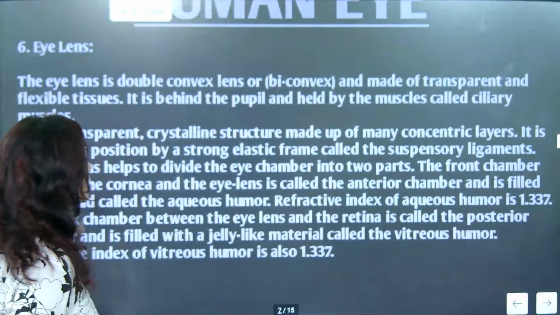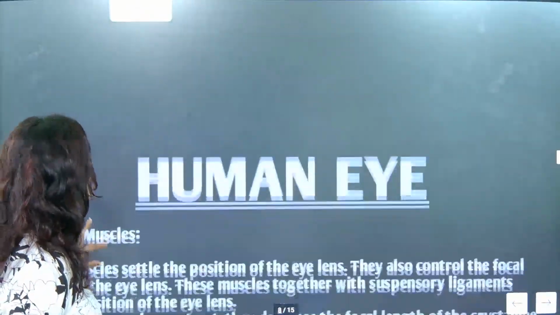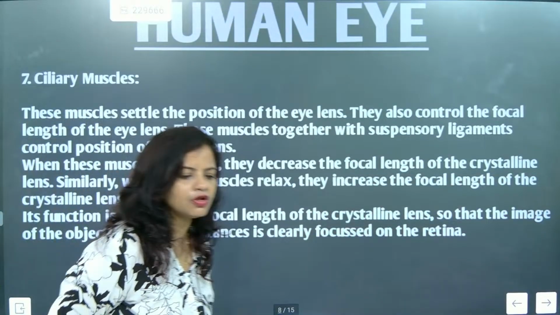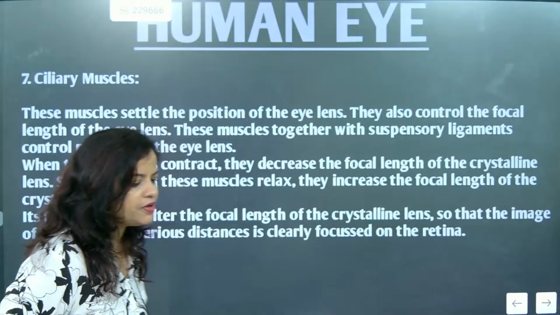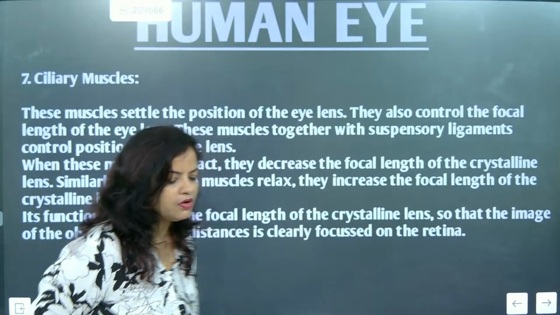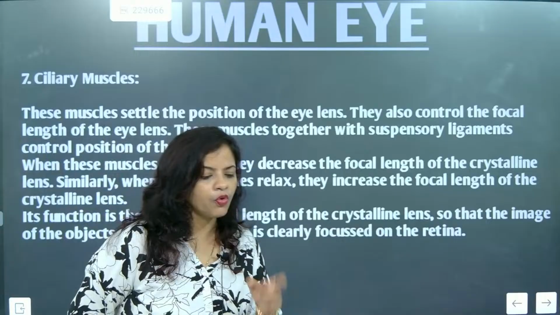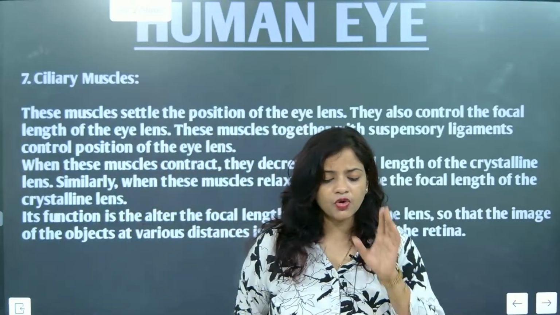Okay, so now we will go to the next part, because the iris we have already studied, and aqueous humor and vitreous humor, ciliary muscles, contraction and relaxation also we have done. Next class, everybody please read and come. Now ciliary muscles. How am I going to ask the question? Focal length of the human eye.